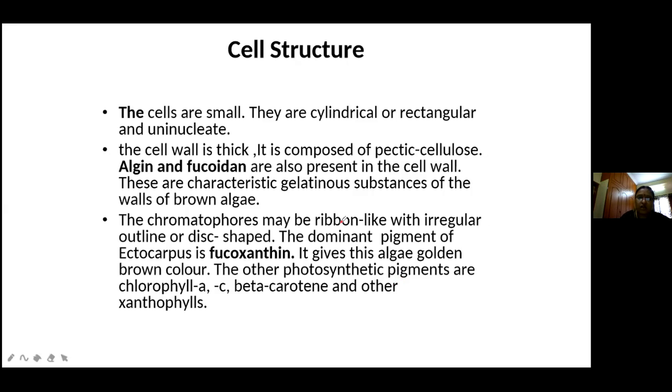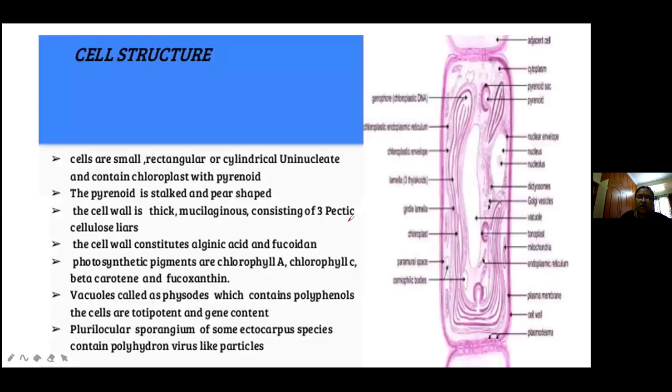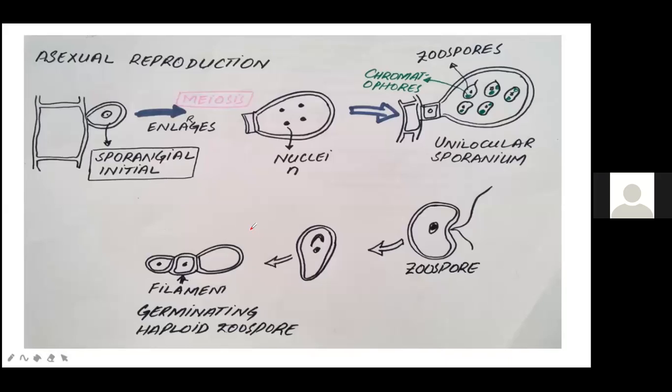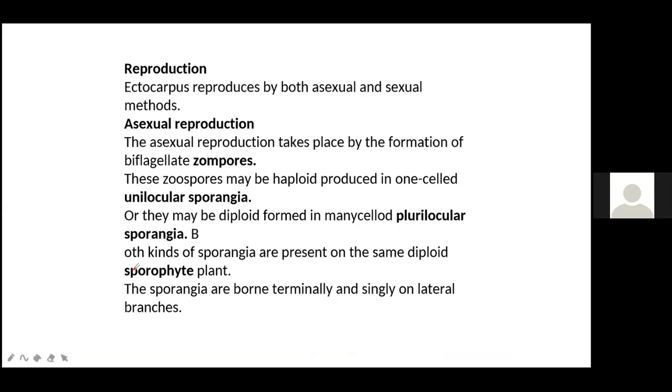One is the asexual, the second one is called the sexual reproduction. Tomorrow I'll explain what is sexual reproduction and what is asexual reproduction. Okay, girls? Did you understand today's class? Yes, ma'am.